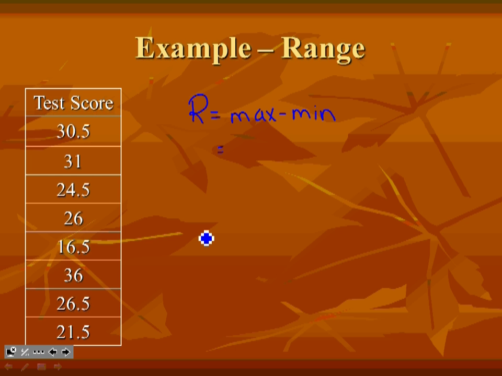So what is our maximum value in this list? And what is our minimum value? Yeah. So take 36 minus 16 and a half. 19.5. Yeah. So we have a range of 19 and 1. Questions about finding the range?